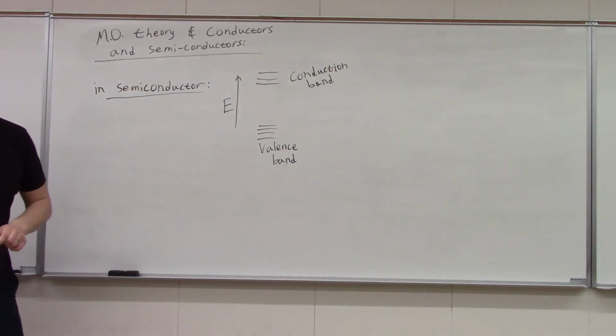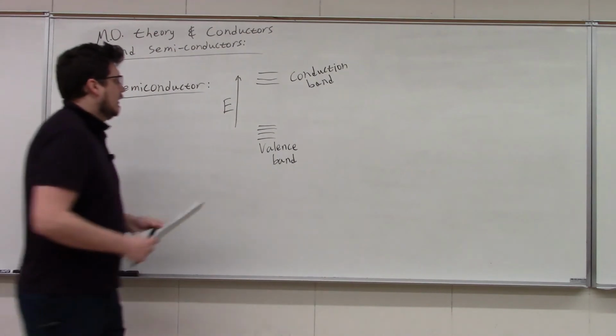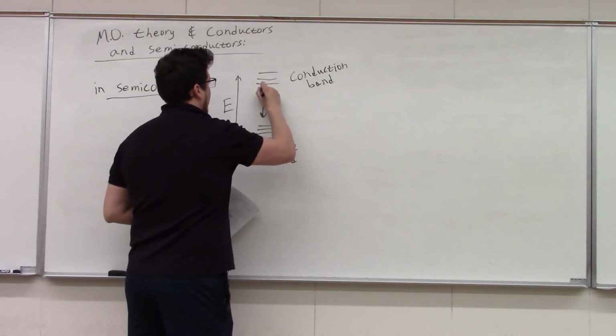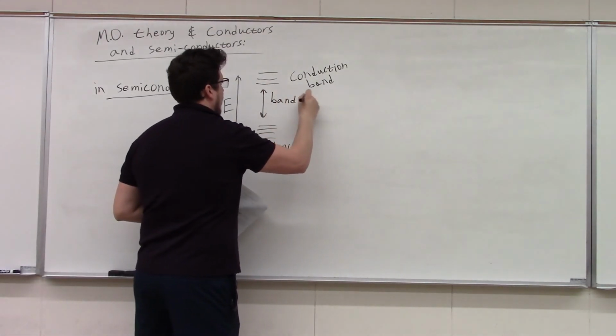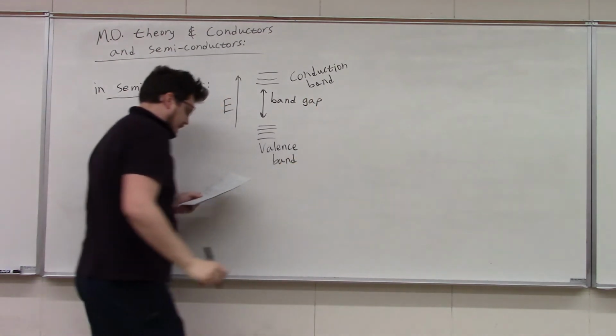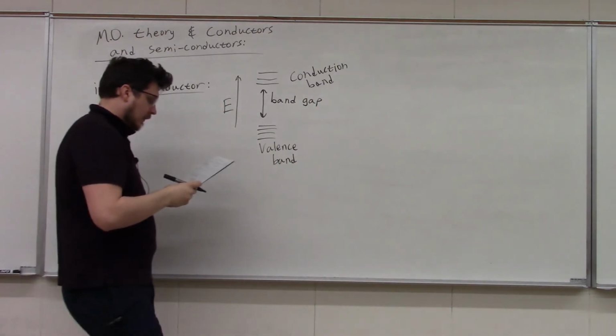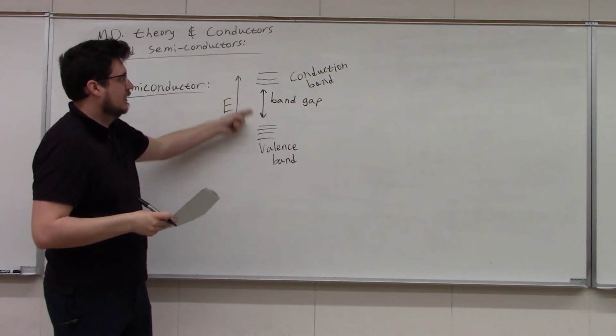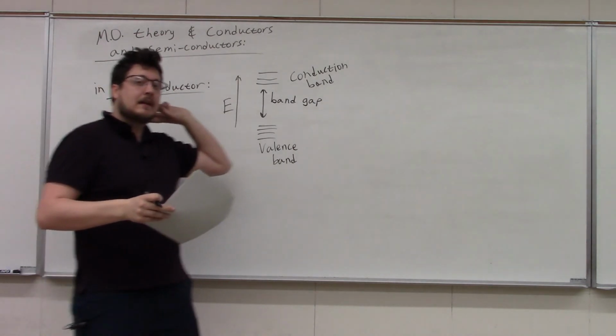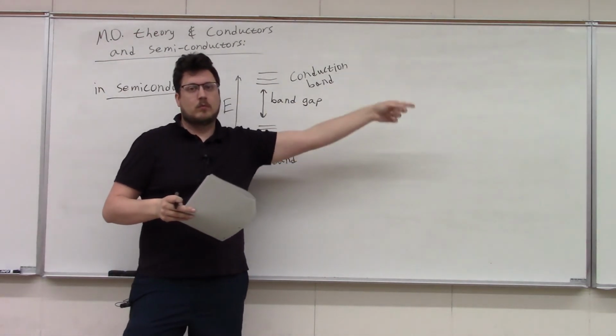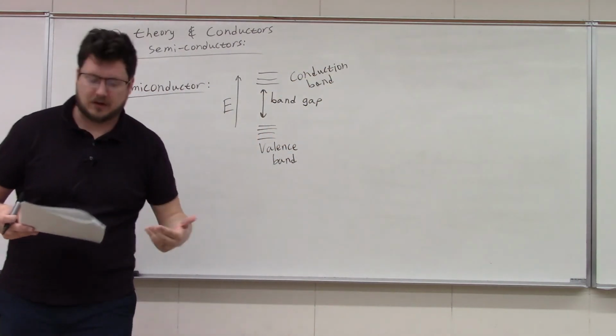So that's what we have there, and we call this jump right here our band gap. That's the energy we have to put into an electron to get it into the conduction band. Once it's in the conduction band, it takes off. It just, boom, it's like the length of the circuit.